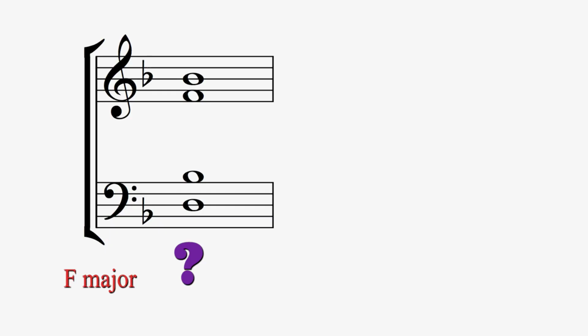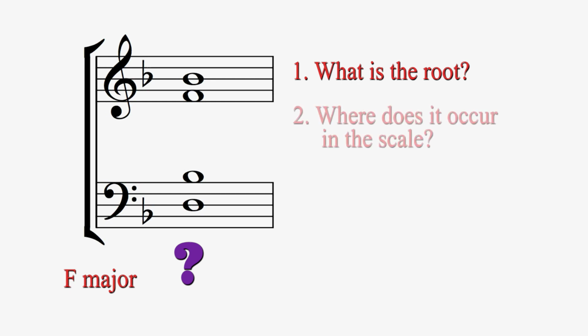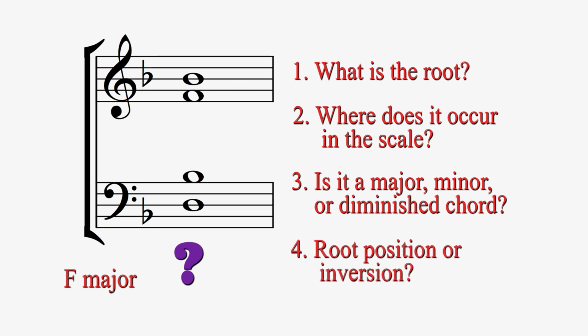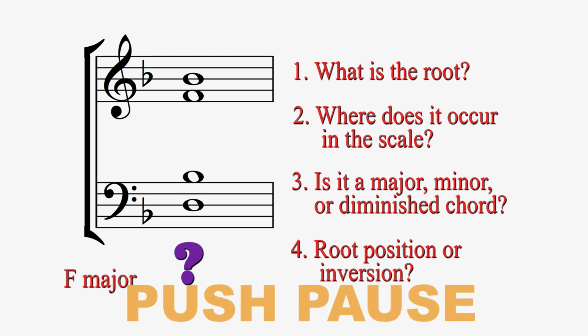Here's a 4-note chord in F major. Now there are 4 pieces of information you need to produce the correct Roman numeral. 1, you need to determine the root. 2, you need to figure out where the root occurs in the scale. 3, you need to determine whether it's major, minor, or diminished. And 4, finally, you need to figure out if it's in root position or inversion. You should push pause now, figure these things out, and come back and see if you have the right answer.